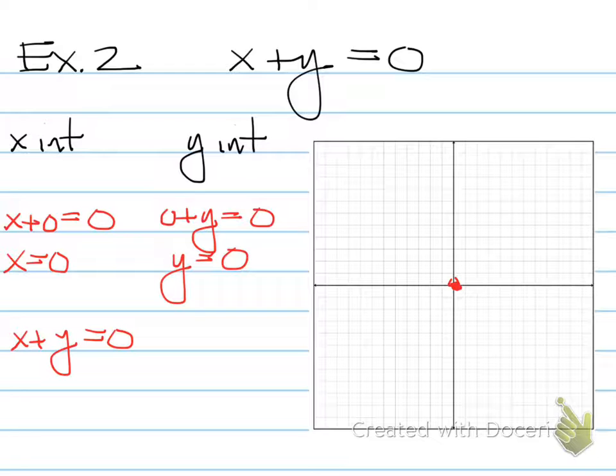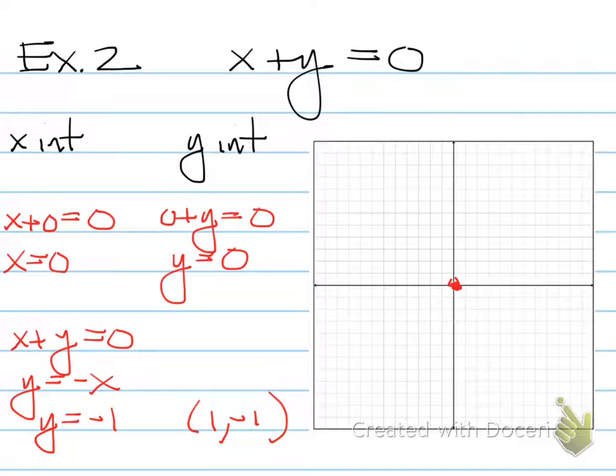So I just wrote down the equation x plus y equals 0 and set the whole thing equal to y. You get y equals negative x. And then just plug in any number for x. I just plugged in 1 for x. When you plug in 1 for x, for y, you get negative 1. That corresponds to the point 1, negative 1. So if we graph that point 1, negative 1, we have a second point. Draw a line through those 2 points, and we are done.